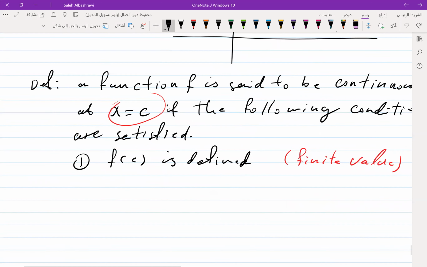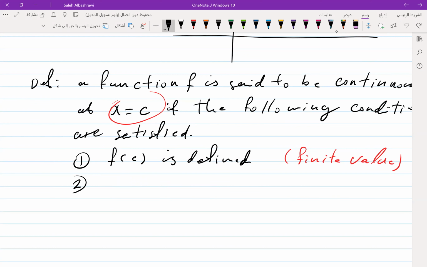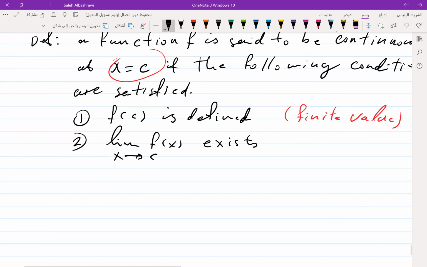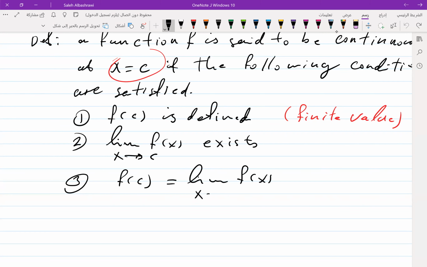Second condition, the limit of the function f of x as x goes to c exists. The limit exists. Third condition, that f of c is equal to the limit of the function where x goes to c. So these are three conditions for a function to be continuous at a given point c.